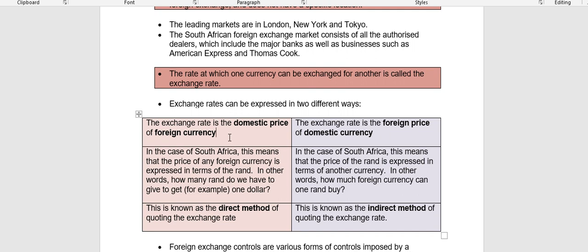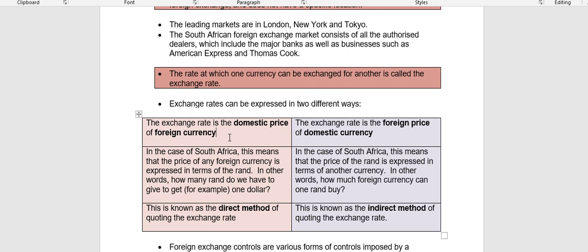All right. So in other words, this means in South Africa that the price of any foreign currency is expressed in terms of the rand. In other words, how many rands are we going to give to obtain $1? So the domestic price of a foreign currency: $1 equals how much rand? How many rand do we have to sell to buy $1? Okay, that is the direct method, and this is the one that we know the best.